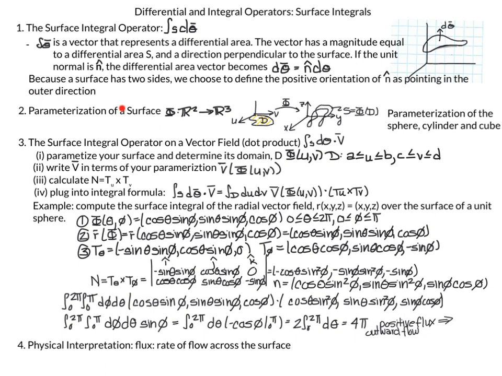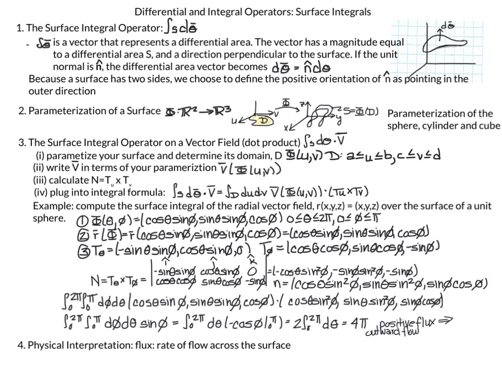Now that we discussed how to parameterize surfaces, we can now look at the surface integral operator on a vector field using the dot product. So here's the notation, our surface integral operator dotted with a vector field, and I should put a line to denote this is a vector field. There are 4 steps to evaluating this integral.